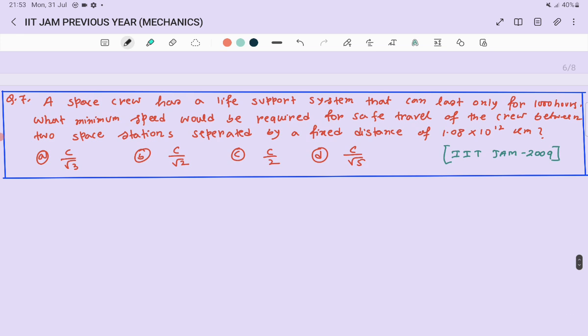A space crew has a life support system that can last only for 1000 hours. What minimum speed would be required for safe travel of the crew between two space stations separated by a fixed distance of 1.08 into 10 to the power 12 km? So the proper length or proper distance L0 is given, that is 1.08 into 10 to the power 12 km, that is into 10 to the power 3 meter.